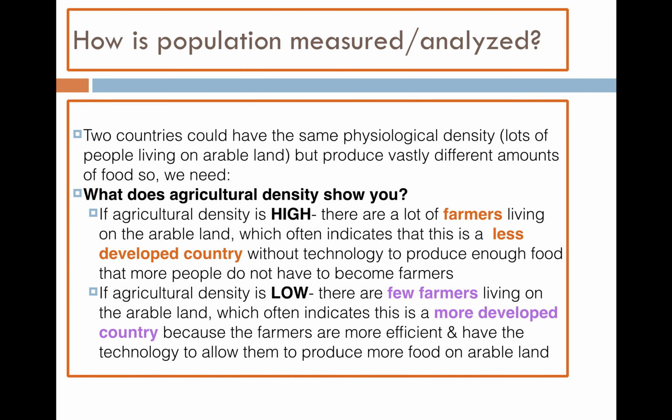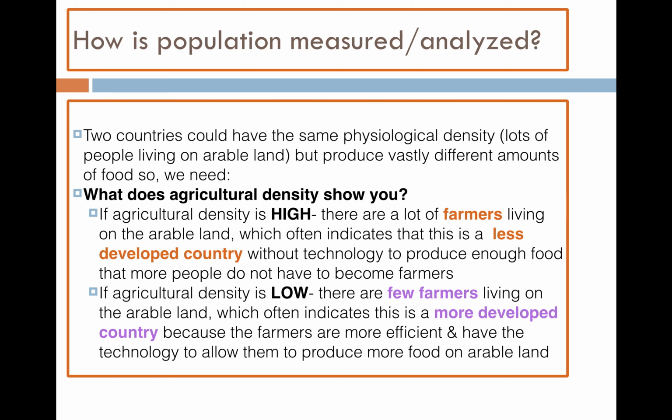Alternatively, if agricultural density is low, then there are few farmers living on that land. That's usually an indication that this country is a more developed country because the farmers are efficient. Consider those thousands of people. If only one of those people is a farmer, then that's a pretty good indication that he's a very good farmer and he's able to produce a lot more to feed the people.